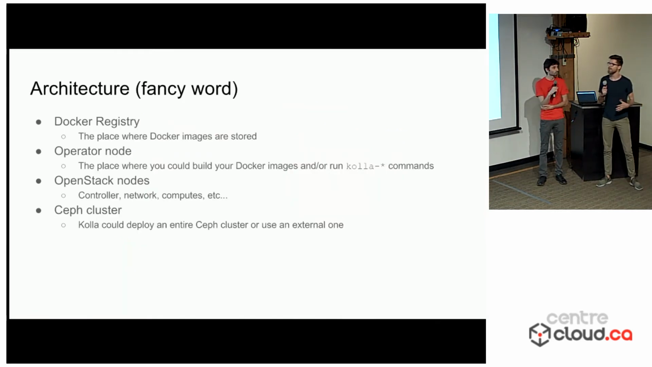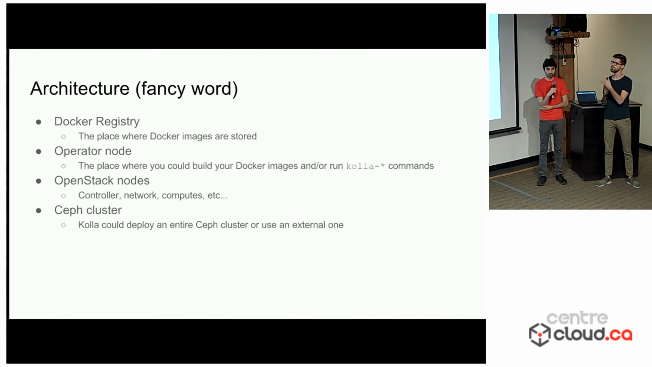So the standard architecture slide: it's not very different from an OpenStack deployment. With Kolla, we just need a Docker registry, because we're using Docker, so all the images have to be built and put somewhere. So they are put in a Docker registry.